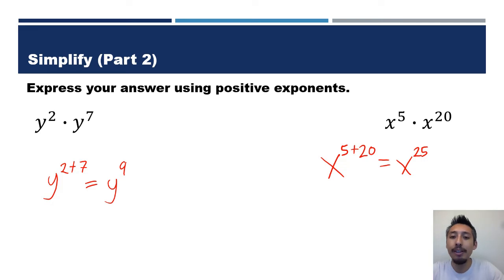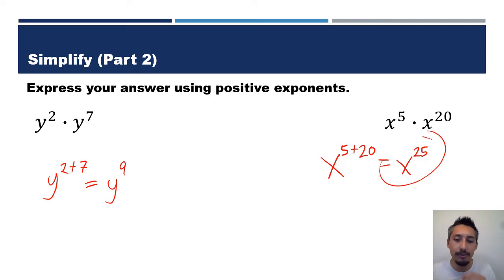Just to be clear, the long way still works. We could write x times x times x 5 times and then again 20 times, but that's not necessary because we know that an exponent tells us exactly what that would have said. It's telling us that x is being multiplied by itself a total of 25 times. We just don't need to write it down.